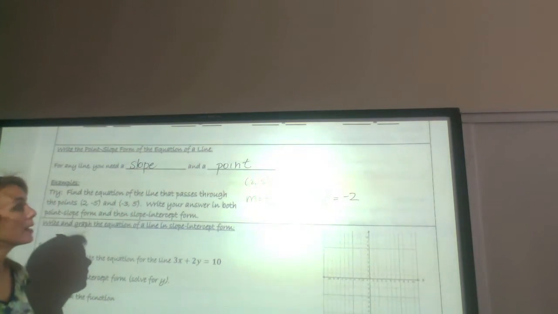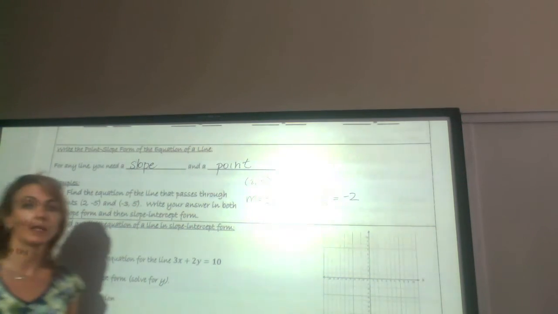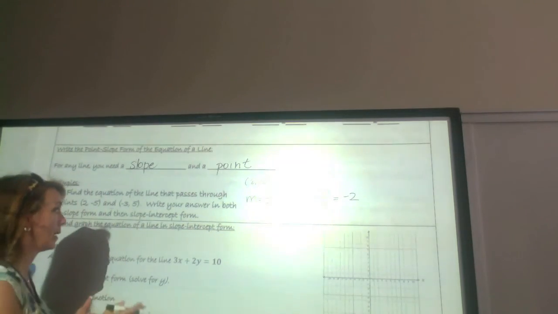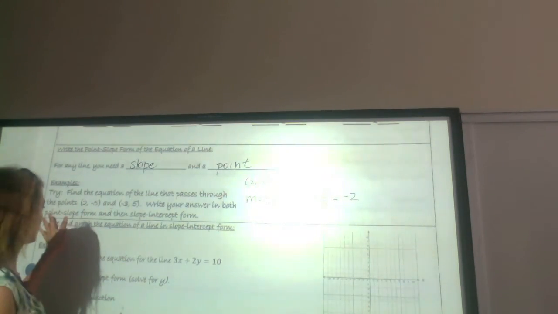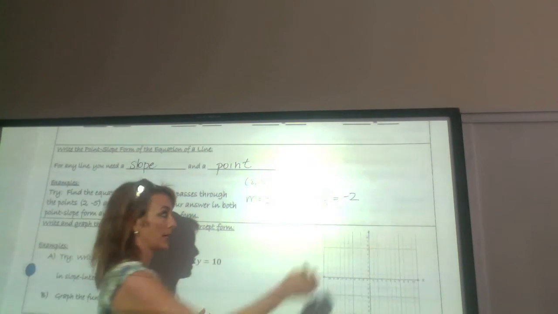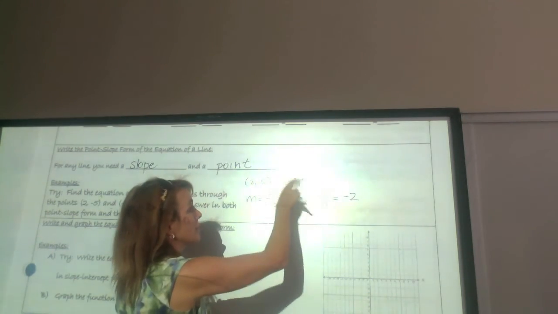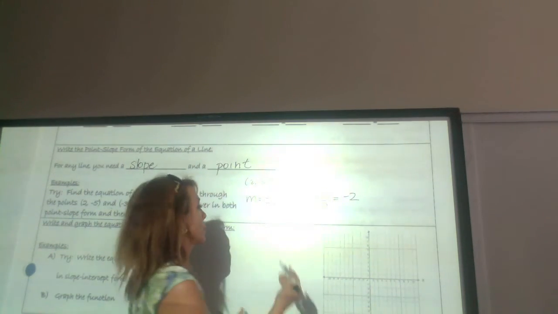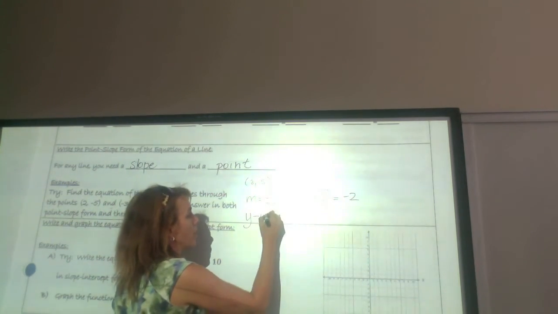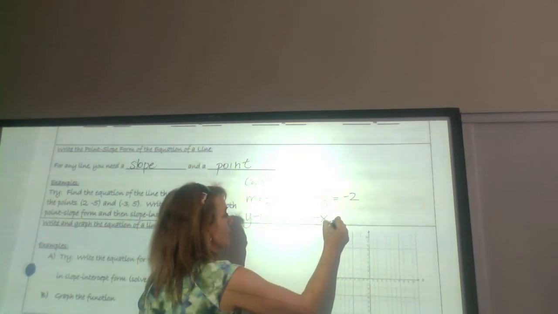Now, I need to use that slope with a point. Well, which point? It doesn't matter. That's one of the beauties of having more than 1 point. If we're asked to write it in point slope form, then it's a piece of cake. All I'm doing is plugging in the slope where the m goes, and then one of these points where the x1 and y1 go. So remember, point slope form looks like this. Y minus y1 is equal to m times x minus x1.